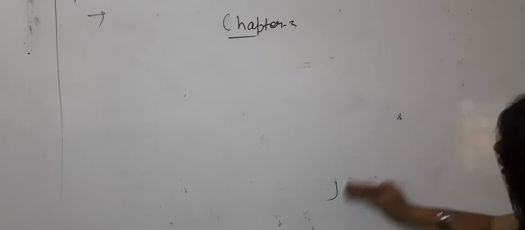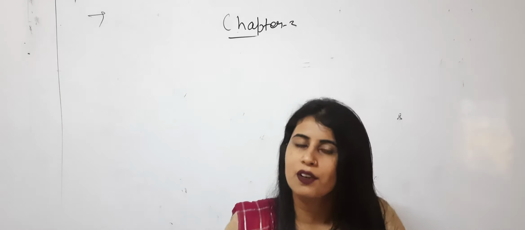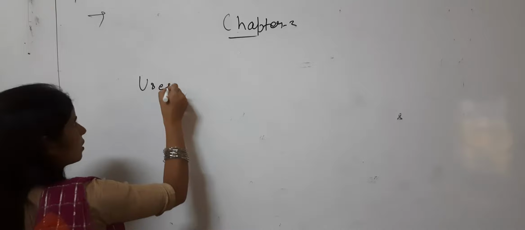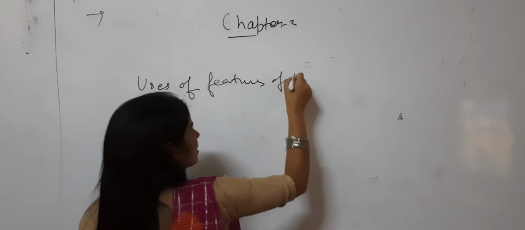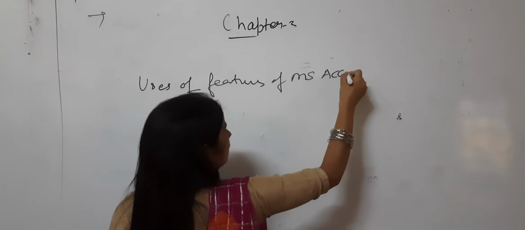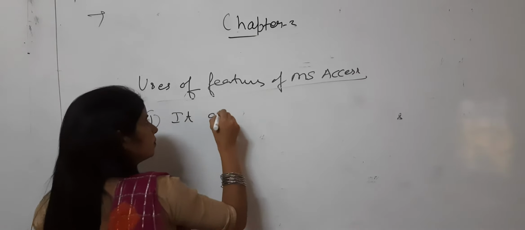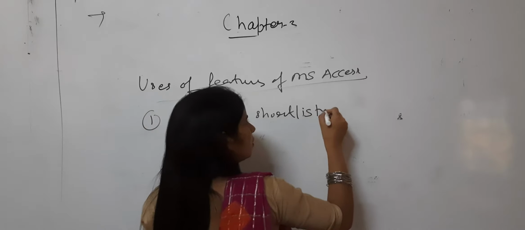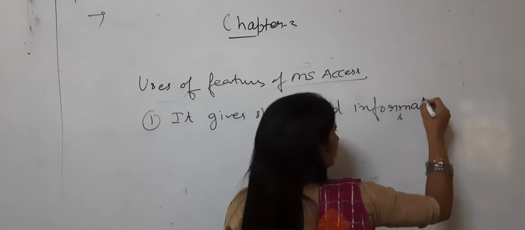The first is it gives a short listed form of information. It gives us short listed information. So I am writing here uses of features of MS Access. First, it gives short listed information.